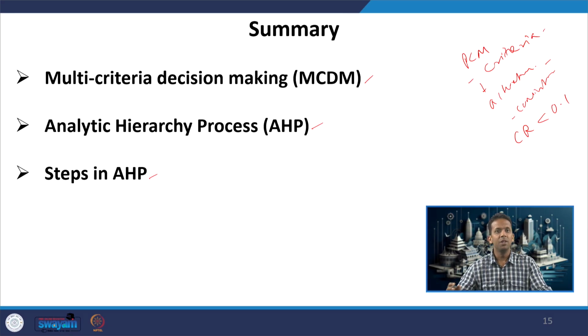So, those were the 6 steps in AHP, and in the next class we will see one example so that you actually know how we apply AHP numerically. Thank you.